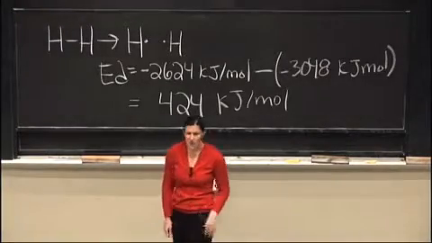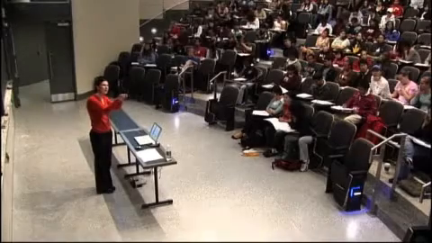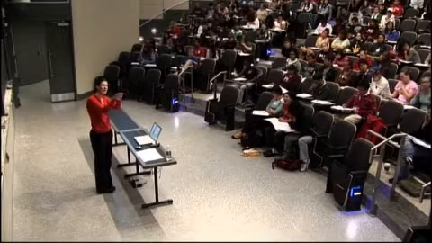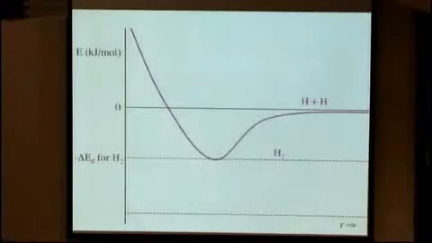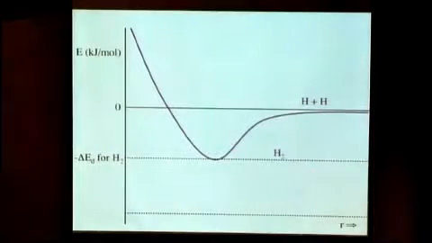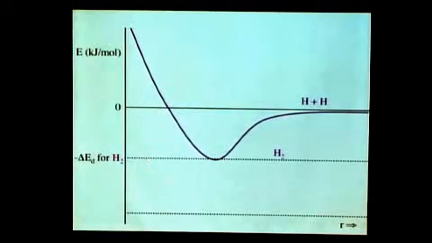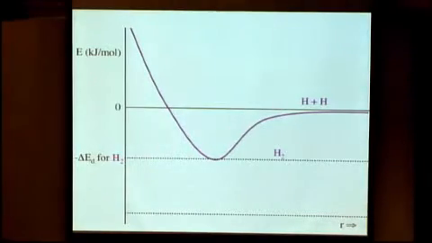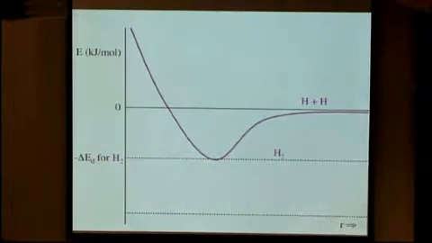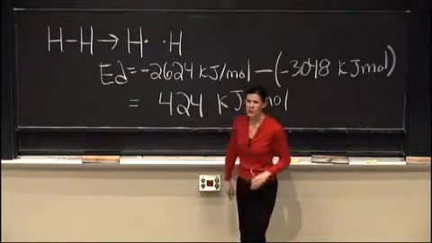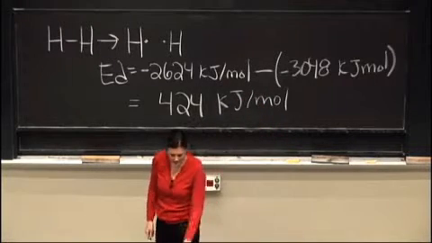So let's change our graph where we now have this zero point set as the two individual hydrogen atoms, and then we see that our H2 molecule is at the negative of the dissociation energy, or the negative of what that bond strength is. So we know what that number would be. It would be negative 424 kilojoules per mole that we see here.